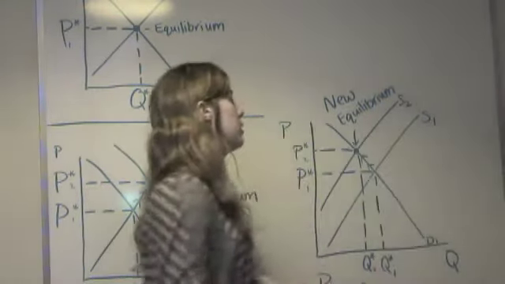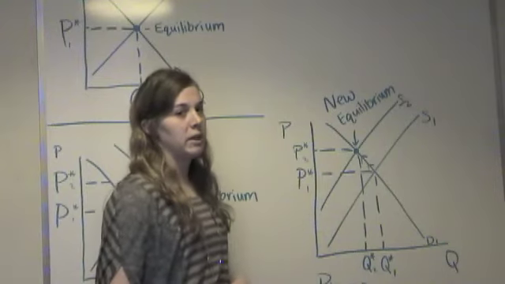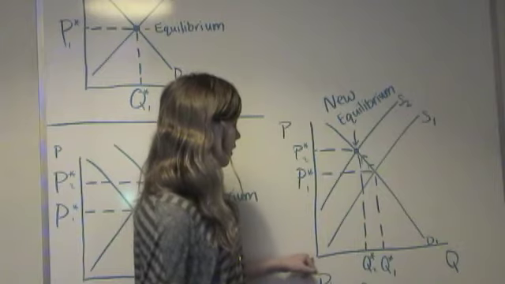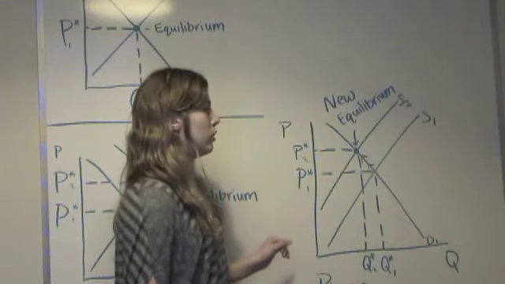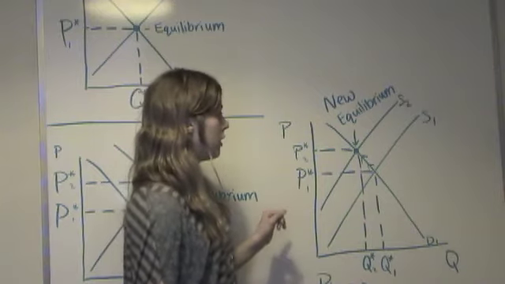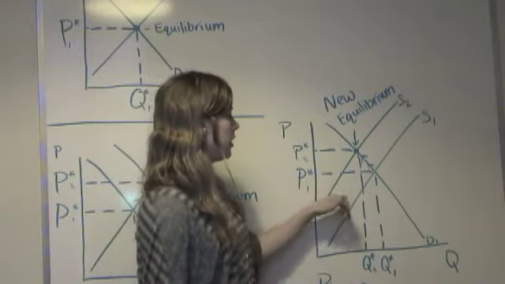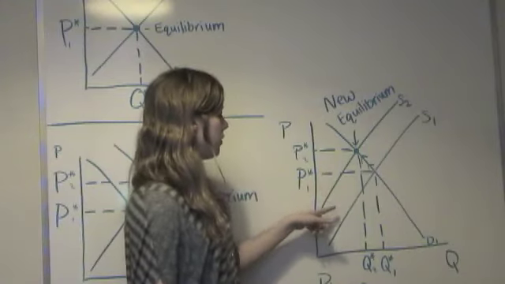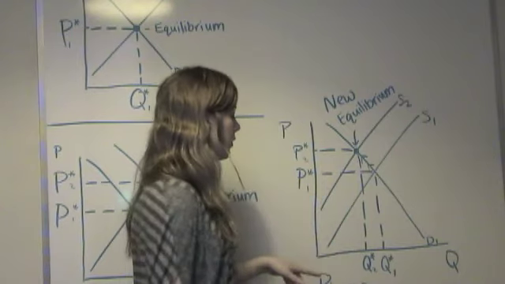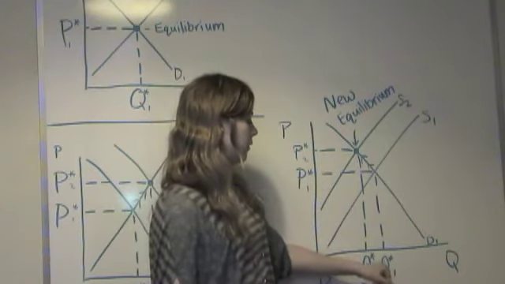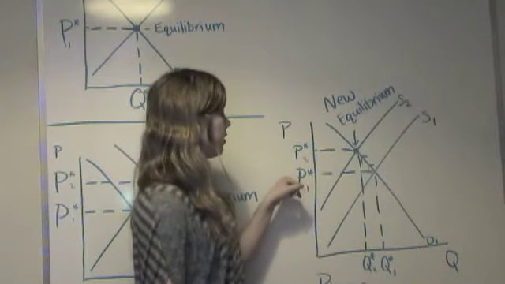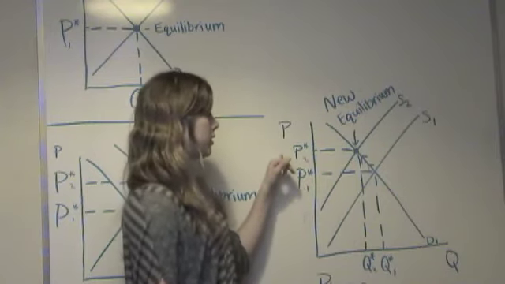In our second example, we are dealing with a shift of the supply curve. The price of cheese, which is an input price, has increased, therefore decreasing the supply, shifting the curve from S1 to S2. Therefore, the quantity demanded has shifted from Q star 1 to Q star 2, but the price has increased from P star 1 to P star 2.